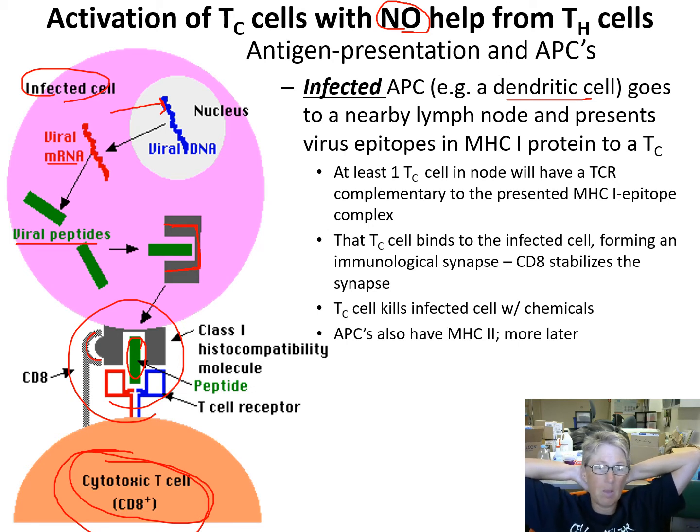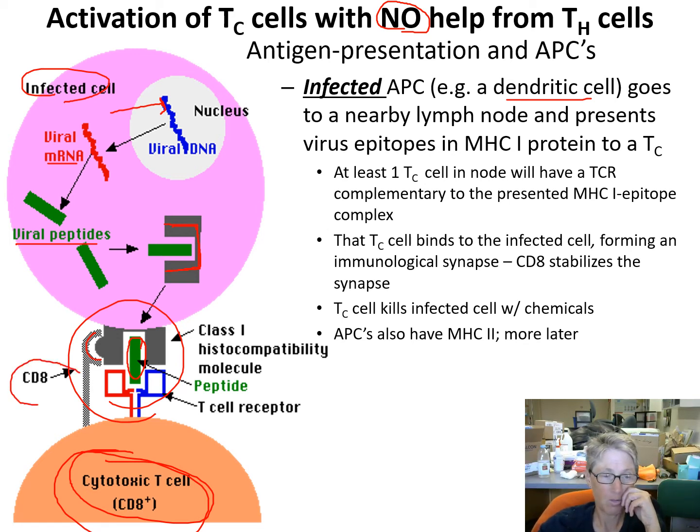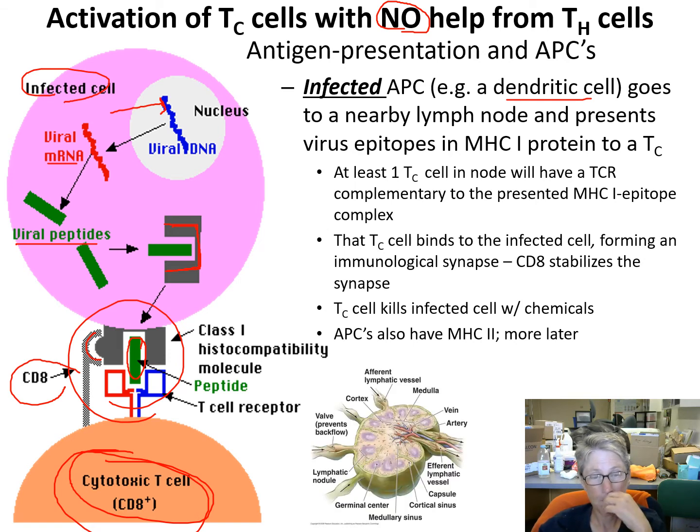It forms this immunological synapse. And then CD8, this co-receptor, stabilizes the whole thing. And then cytotoxic T cells kill the infected cells with chemicals. And there's our lymph node again. All this is happening in the lymph node.